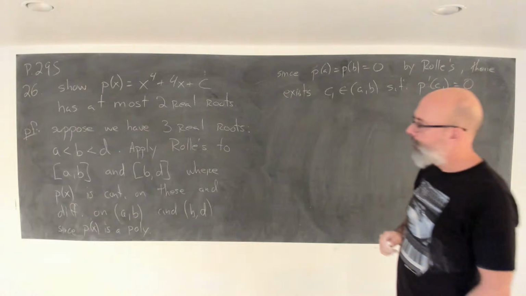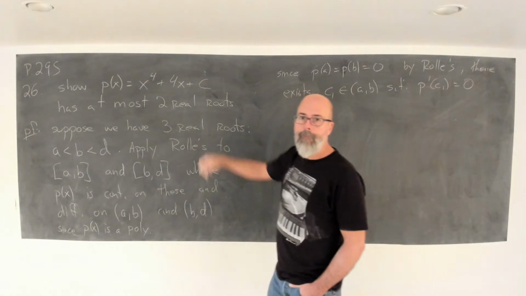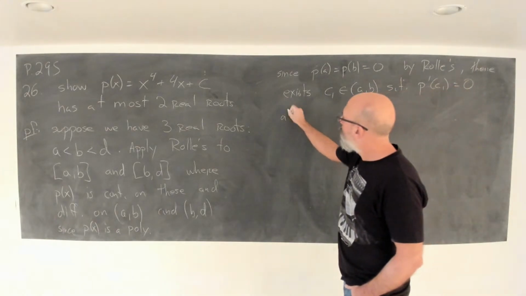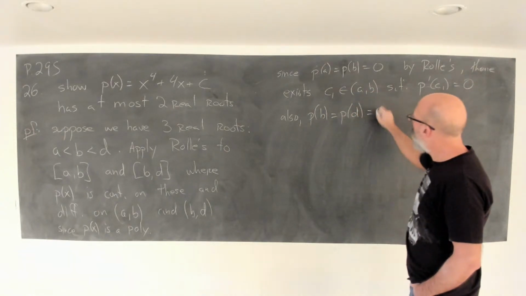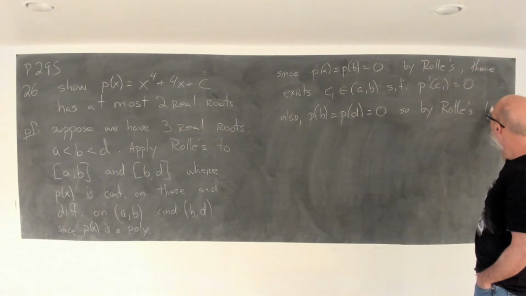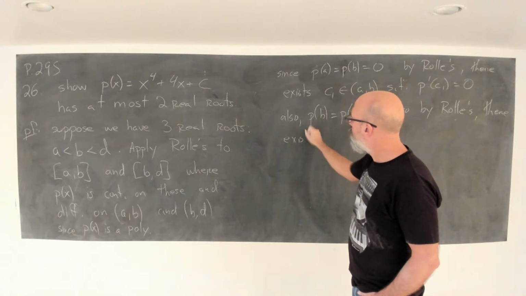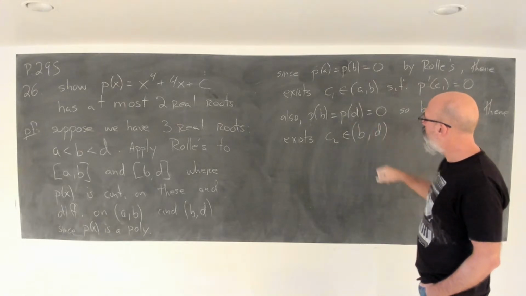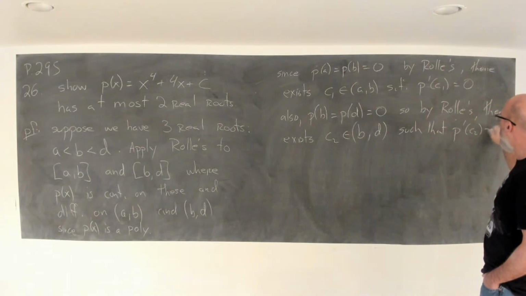How do we know that P of A and P of B is 0? Because A and B are roots. Also, P of B and P of D is 0. So by Rolle's again, there exists an element C2 in the open interval BD, such that P prime of C2 is 0.